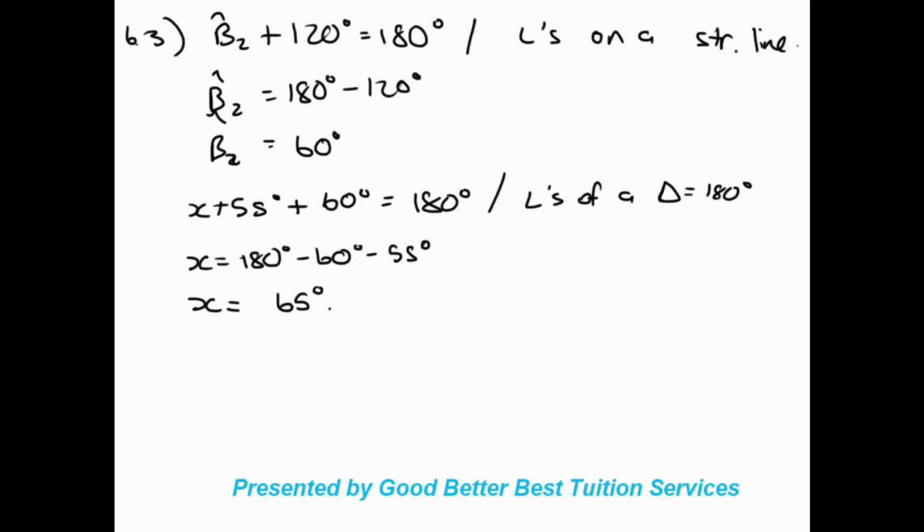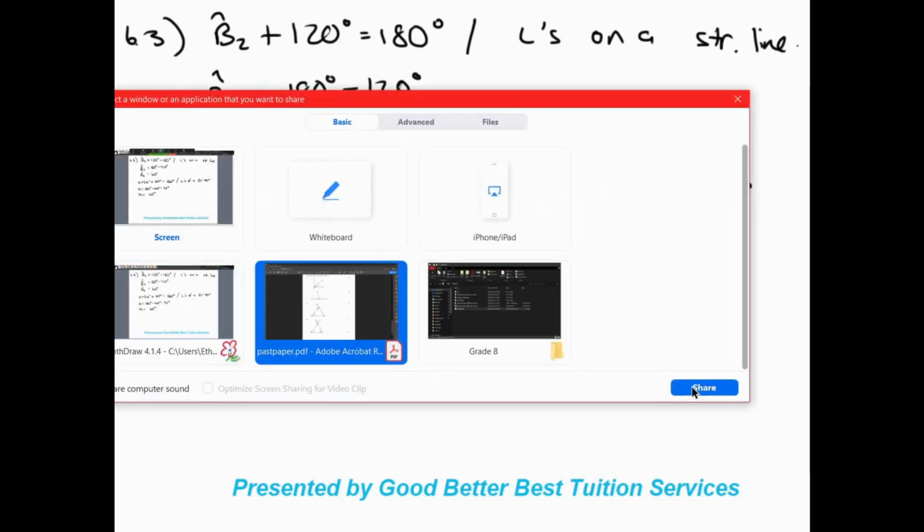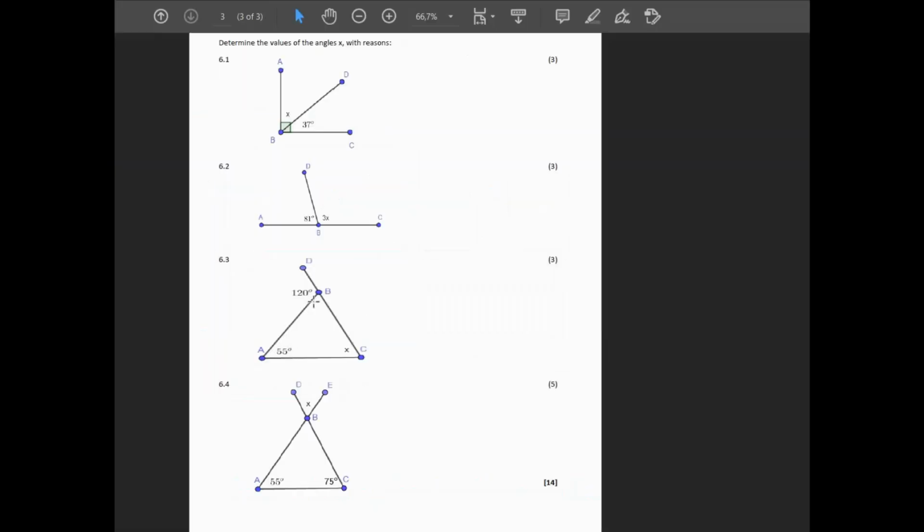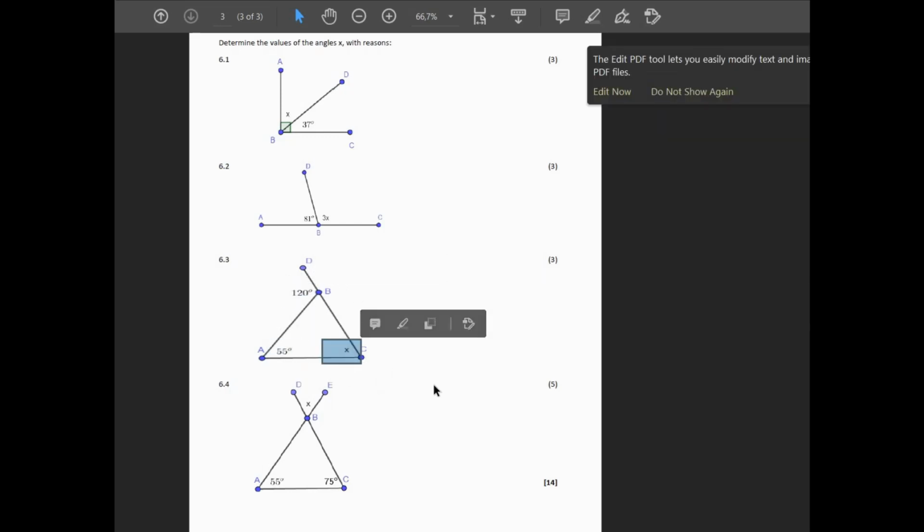There is also another theorem that we can use. If you can see, we have 120 degrees as an exterior angle of this triangle, right? And if you look inside the triangle on the opposite side, we have 55 and we have x, right? 120 is on this side of the triangle, 55 and x are on the opposite side. Now there is a rule that says that this exterior angle is equal to the sum of the opposite interior angles of the triangle.